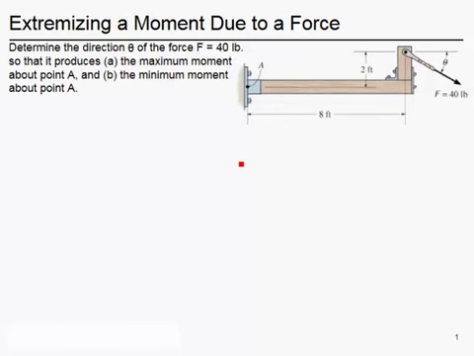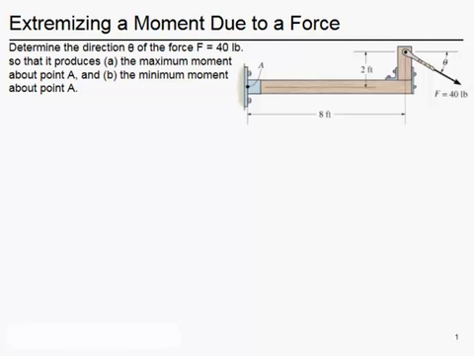What we've got right now is a very nice problem which asks us to think about a very simple structure loaded in a fairly simple way, and think about how the moment around point A is affected by the orientation angle theta of this 40-pound force which is applied out at the end of the L-shaped structure. In particular, what we want to do is find theta such that we can maximize that moment and also find theta such that we can minimize that moment.